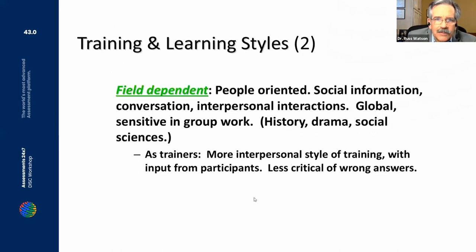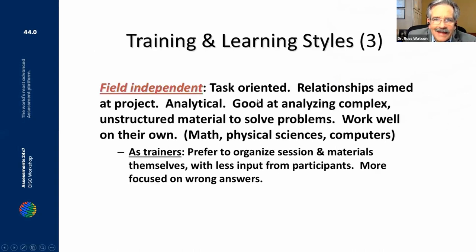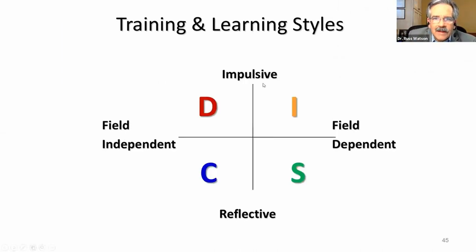The other one is dependence. Field dependent are people oriented and field independent are task oriented. We can take those two theories, put them in a four box and we come up with this. D's and I's tend to be more impulsive learners and trainers. S's and C's tend to be more reflective learners and trainers.